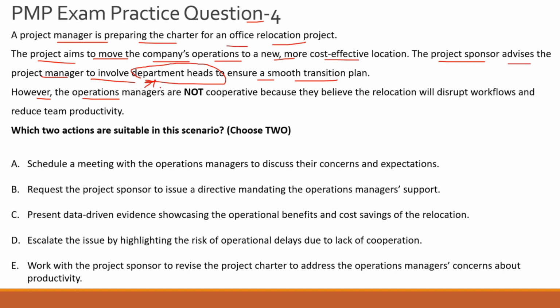So you need to understand this basic level of hierarchy: who is a sponsor, who is a project manager, who is a department head or a functional manager, and who is an operations manager. For example, the project manager ideally reports to the project sponsor. Operations managers generally report to the department heads. So that is the general level of hierarchy which you need to understand if you are preparing for your PMP exam. And if you have decent project management experience, you should not have problems understanding these kinds of basic hierarchies. So let's come back to the question.